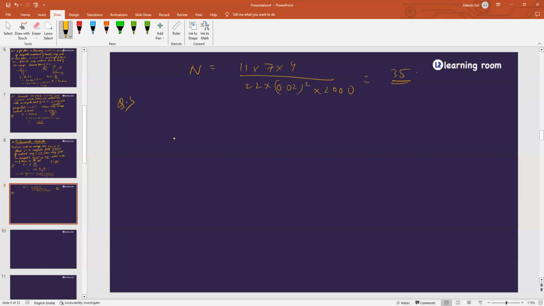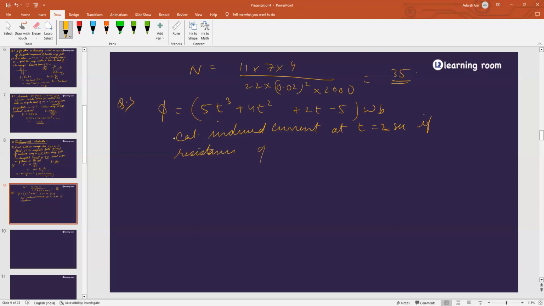Next question says that flux varies with time as 5t cube plus 4t square plus 2t minus 5 Weber. This is flux, which is varying with time. All right. So you have to calculate the induced current at t equals 2 seconds. t equals 2 seconds. If resistance of coil is 5 ohm.